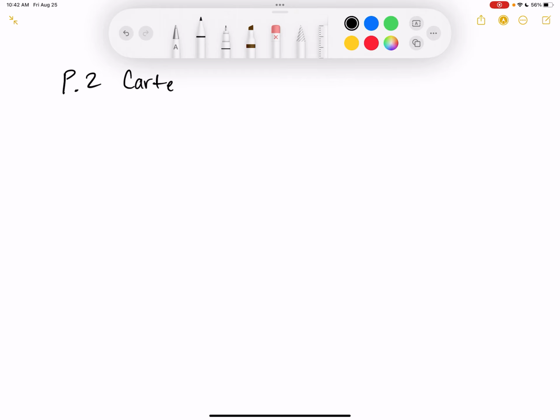P.2 Cartesian coordinate system. So the first one says to name the quadrant containing the points. So I'm going to list off all the points and then we'll just say what quadrant it's in.